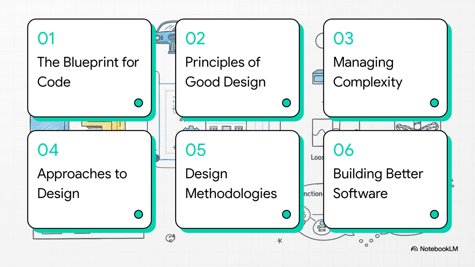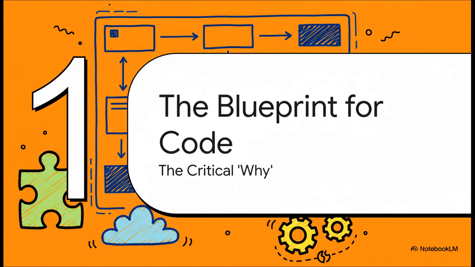First, we'll start with the why design is so critical. Then we'll get into the core principles, the stuff that makes for a solid foundation. After that, we'll tackle a huge challenge, managing complexity, before we look at the different ways you can actually approach design. Then we'll check out some specific methodologies. And finally, we'll wrap it all up with the key things you need to remember to build better software. Sound good? Okay, let's jump right in with Section 1, the blueprint for code.